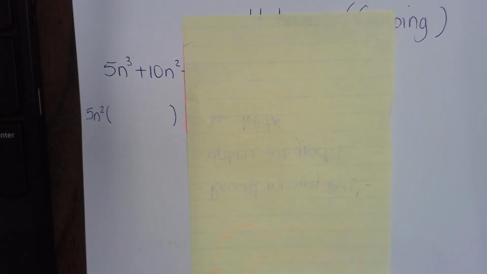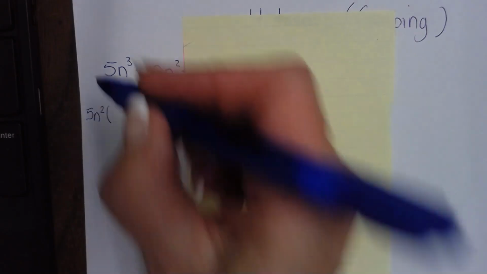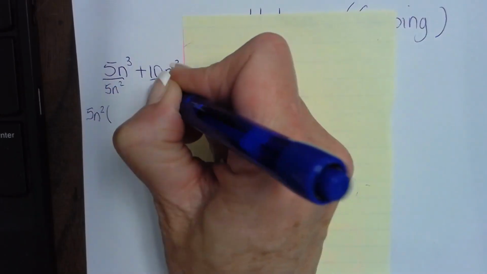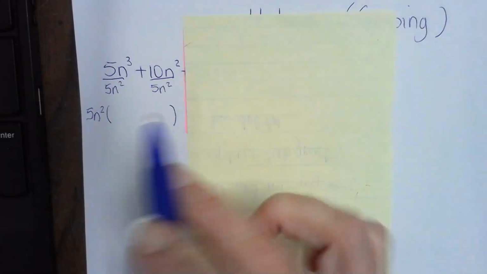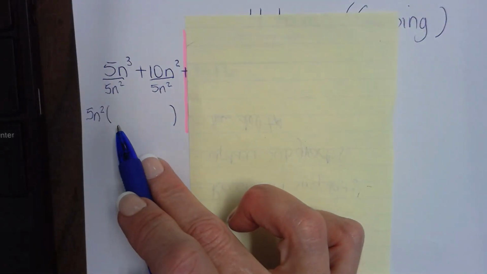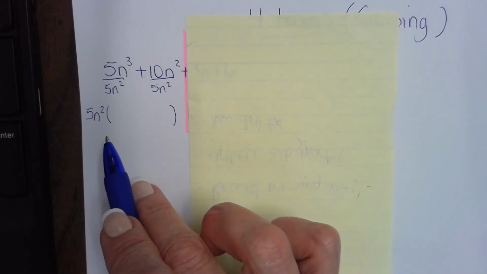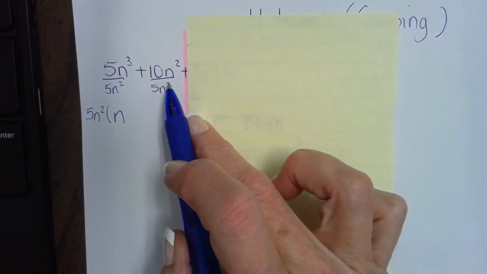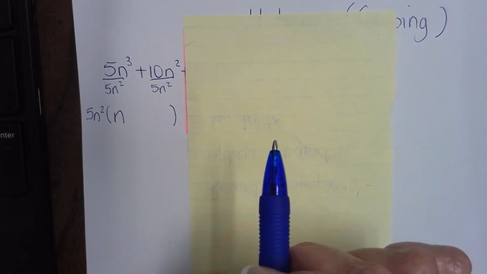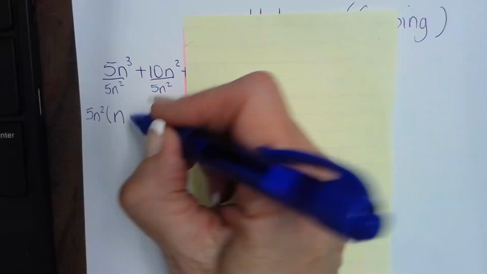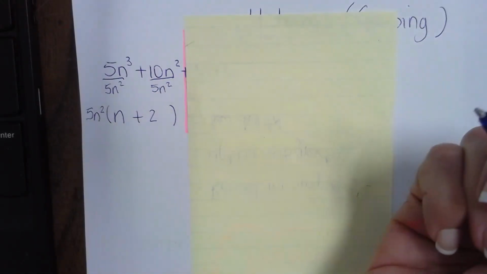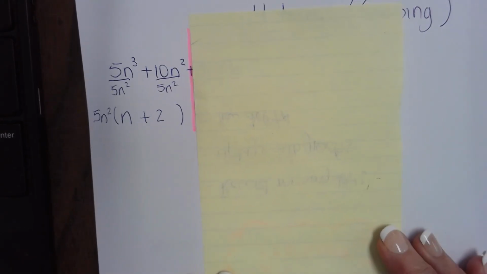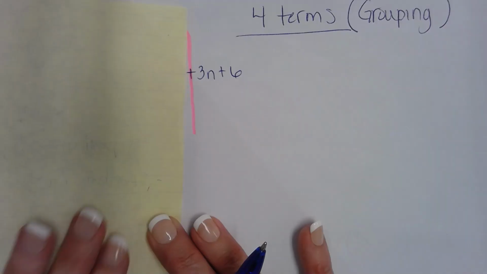And now I need to fill in the parenthesis, so I divide both terms by my greatest common factor. Okay, so what do I get in the first part of the parenthesis when I divide here? 1n. Okay? What do I get in the second part? Plus 2. We're dividing. Okay? All right, now I've got these last 2.